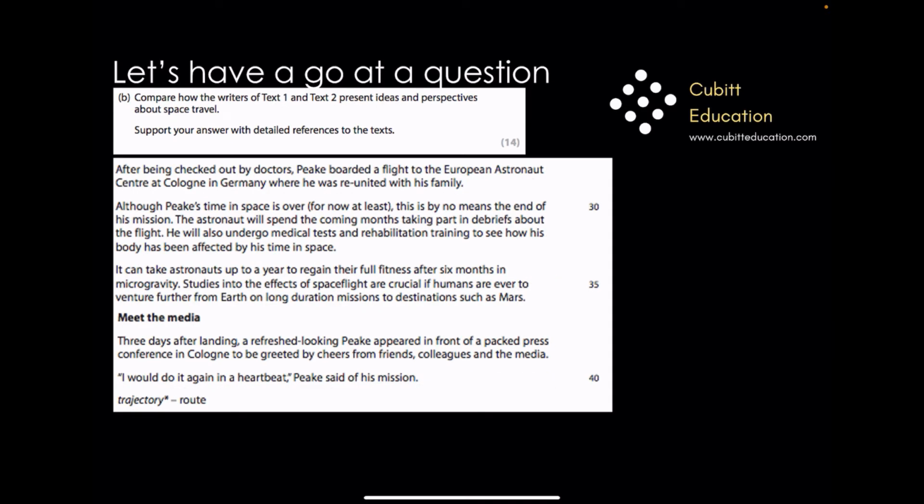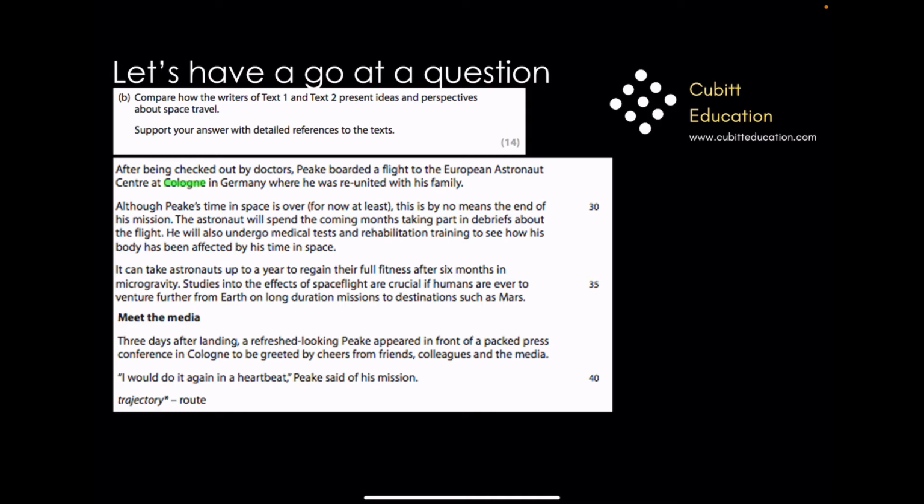After being checked out by doctors, Peake boarded a flight to the European Astronaut Centre at Cologne in Germany, where he was reunited with his family. Now, I did check the pronunciation of this because I wasn't entirely sure. I kept pronouncing it Cologne, but I think it's Cologne.